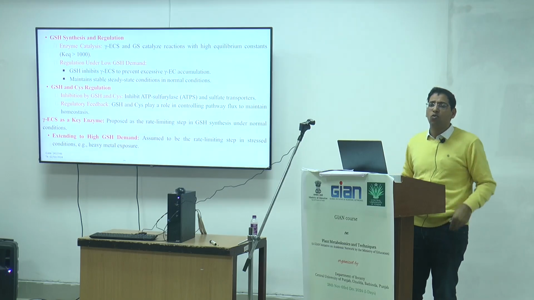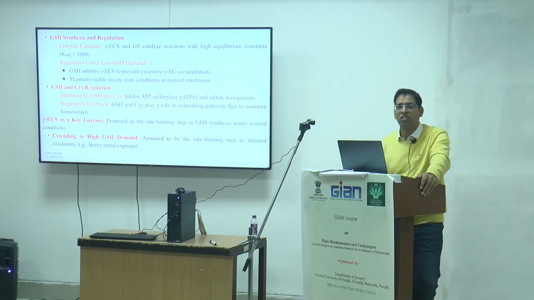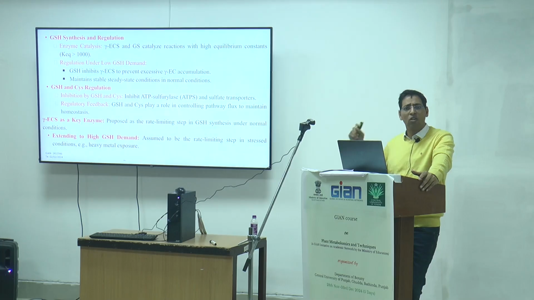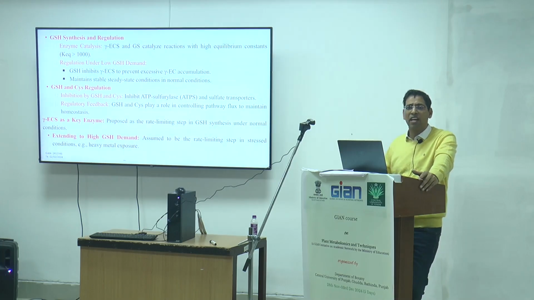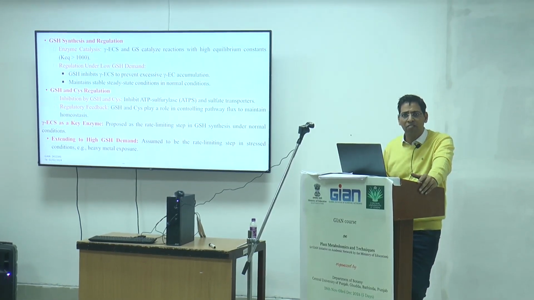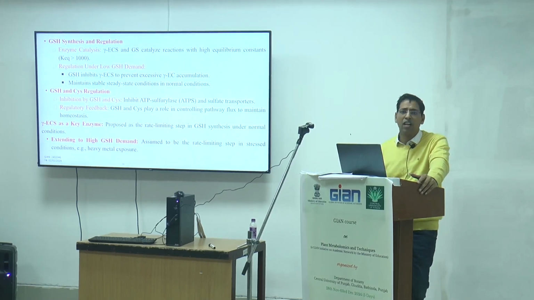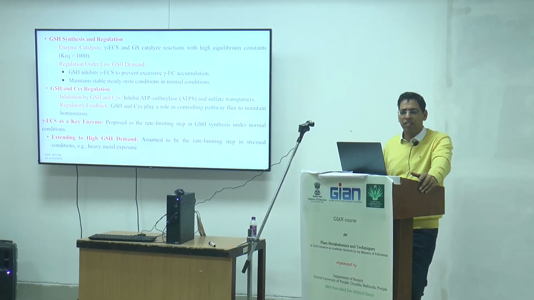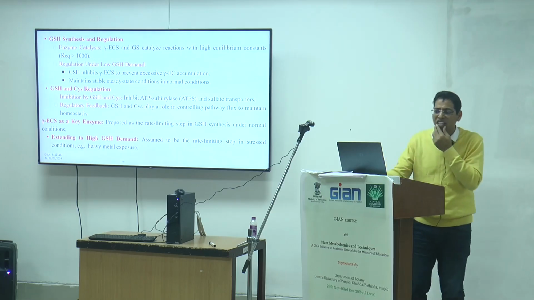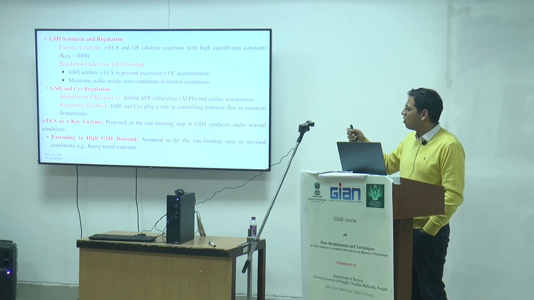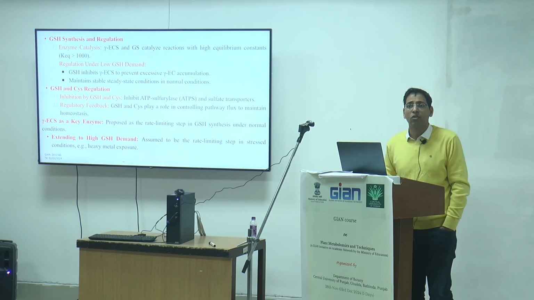Now second is what is the regulation under low glutathione demand. If there is a low demand of glutathione, how is it regulated? We inhibit gamma-ECS to prevent excessive cysteine accumulation, and now no reactant is available. So finally they maintain the steady state in the normal condition also. We can regulate the low glutathione concentration, and this glutathione and cysteine regulation we can manipulate by inhibition. Glutathione is the product, cysteine is the reactant.